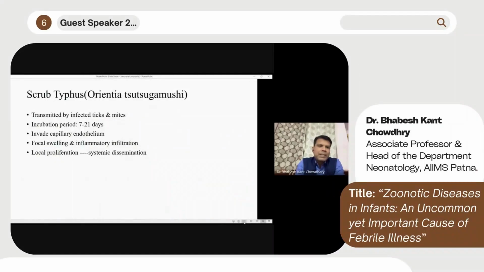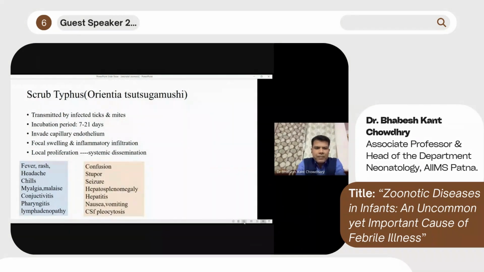So here it is transmitted by the mites. Incubation period is 7 to 21 days. Local prophylaxis, then systemic dissemination will happen. Generally, the mite bite is important, and there is a specific scar. These are the clinical symptoms through which the baby can present: fever, headache, myalgia, lymphadenopathy, pharyngitis.